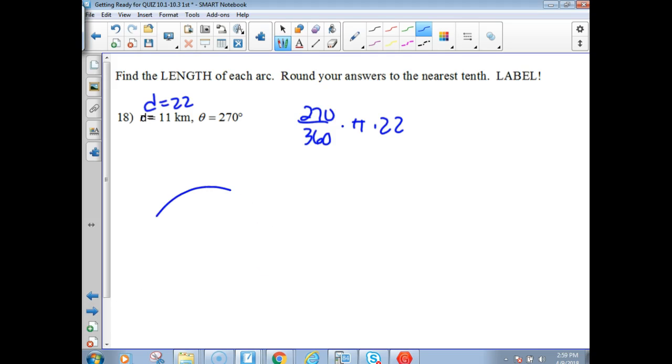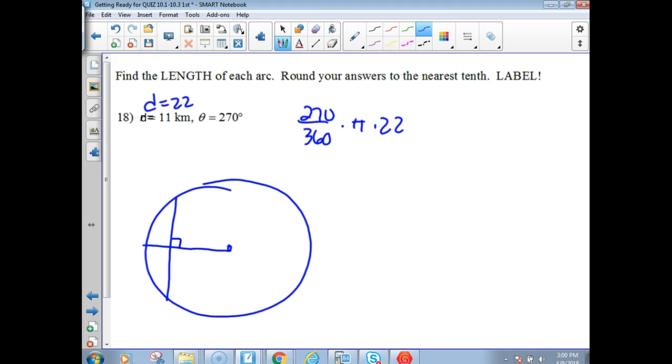Okay, I wanted to briefly mention just a couple more things, because that's just a repetitive problem. If you have a chord and there's a radius drawn that is perpendicular to it, what does it do to that chord? It bisects it. All right, so this is cut in half. What about the arcs? Like if this is 120, how big are each of them? This cuts it in half, all right? Just want you to remember those will be cut in half.